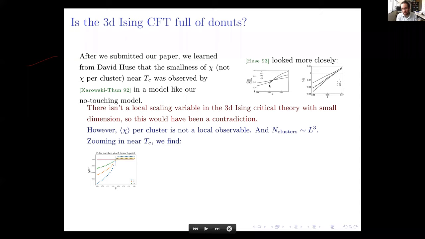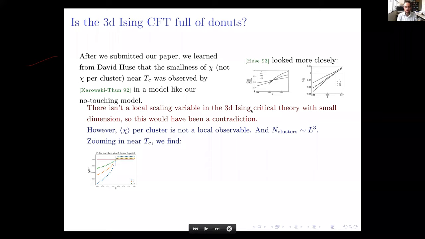So here's the critical point. And here's his plot of the Euler character divided by the volume. And you see, at the critical point, which is like 0.35 something, it's a little bit away from the critical point. So I think it would have been a contradiction if this had crossed, because there isn't a local scaling variable in the 3D Ising model with a small dimension. So I think that would have been a contradiction.